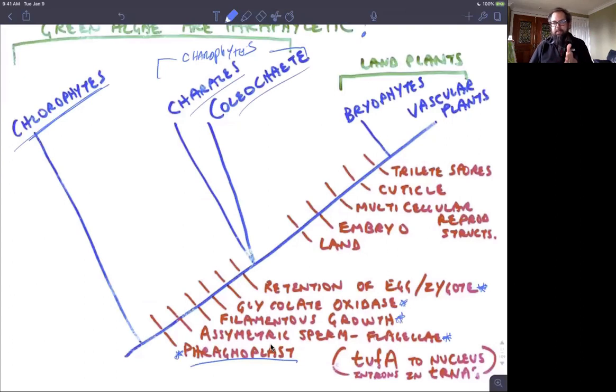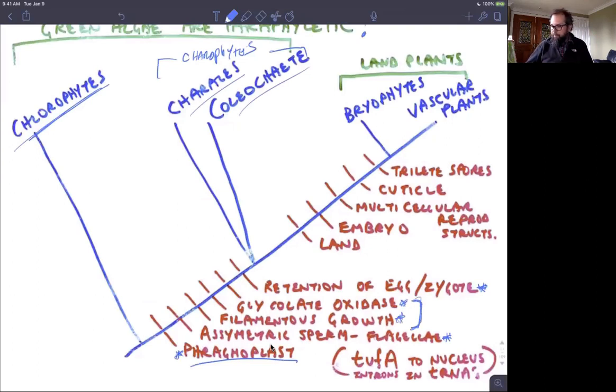Moving on to land presents a bunch of challenges. And so I'll come back to a couple of these and how they're pre-adaptations, but just to give you a little bit of a heads up, this glycolate oxidase and filamentous growth are two that are really advantageous once you're moving towards a non-aquatic lifestyle. But I will come back to those.